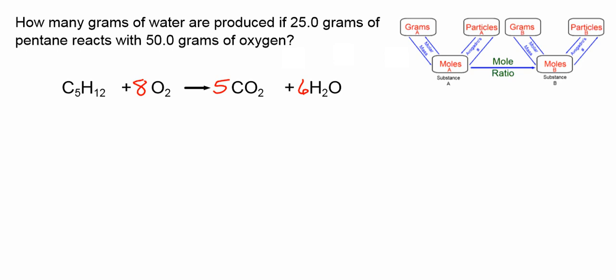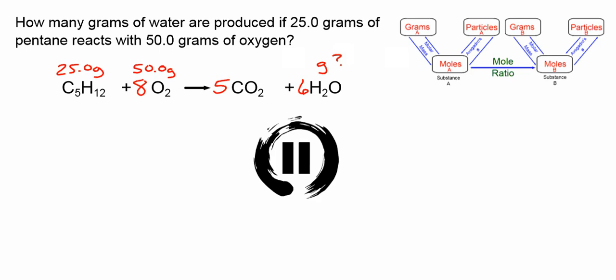It says how many grams of water. So I want grams of water. It says if 25 grams of pentane reacts with 50 grams of oxygen. So I'm going from grams to grams. So what I'd suggest and urge you to do is pause the video and try to solve this problem.